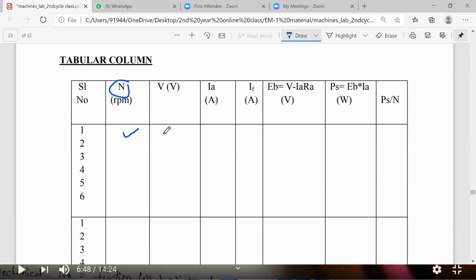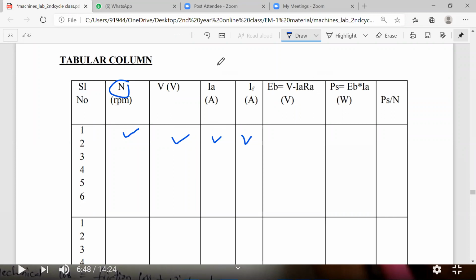The voltmeter across the armature measures the voltage. This ammeter measures current through the armature circuit. So we have the voltmeter reading, armature ammeter reading, and field ammeter reading. This EB value is calculated. If you know the V value, IA value, and RA value, we know the EB value, because EB equals V minus IA RA.